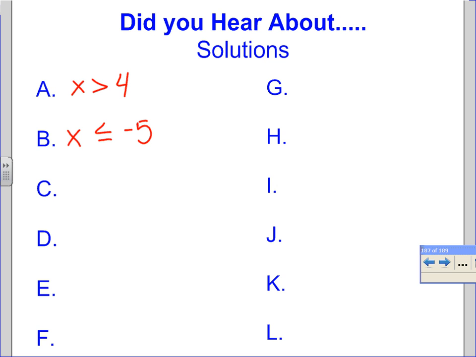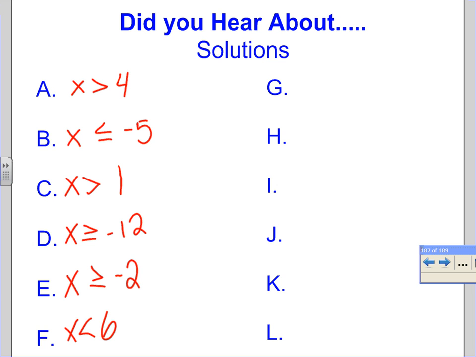Good. Matt, letter C. Good. Donatus, letter D. X is greater than or equal to negative 12. Alyssa, E. Good. Emma H, letter F. Good. Charles, letter G. Nope. Mary, you don't have yours. Adam, letter G.